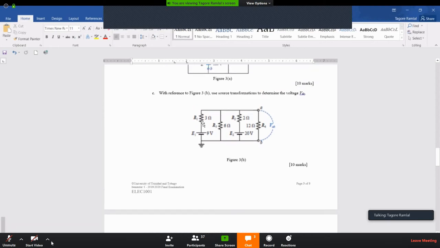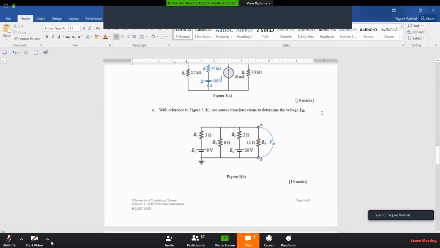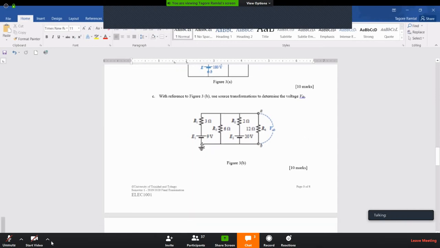Alright, so they want us to use source transformation. Source transformation means that a voltage source in series, you convert that into a current source. So you work it as it is, find VAB, then you convert this to a current source in parallel with the 3 ohm resistor, and a current source in parallel with this 2 ohm resistor. So this would be 3 amps in parallel with R1 and 10 amps in parallel with R2. And then you use a voltmeter across R4 to find that voltage. That's it.